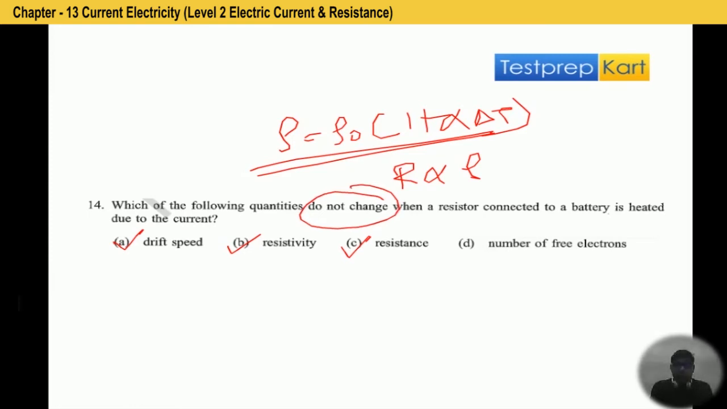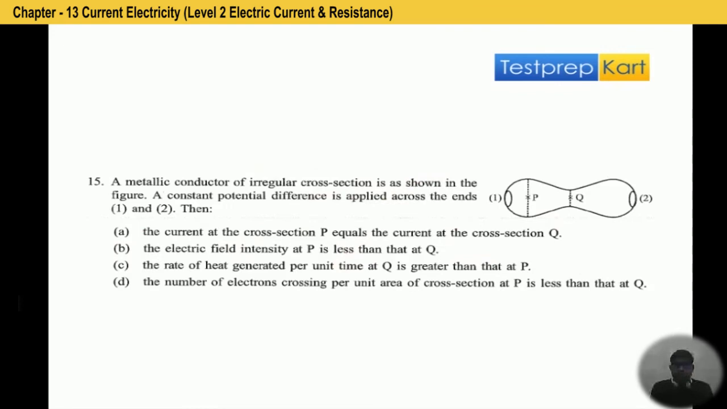The number of free electrons never changes with the change in temperature, only their speed increases. So option D is correct for this question. These other options are not right. Okay, now question number 15.